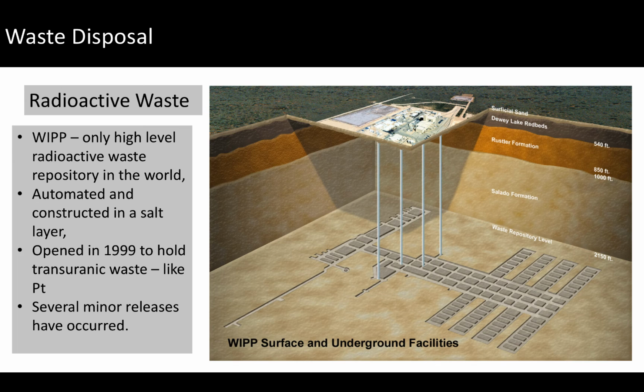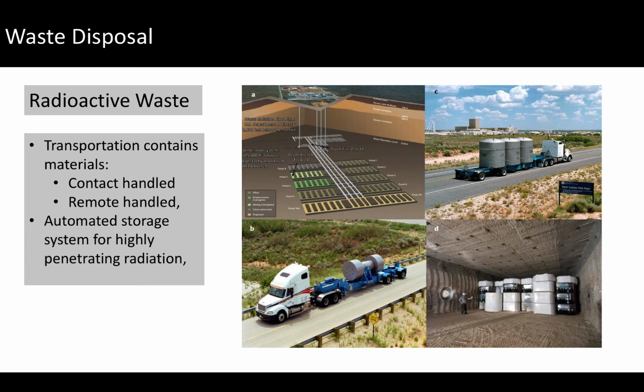And there have been several minor releases inside the system in the first 10 years or so. In essence, no system is perfect, and we expect there to be a fire or a release of material. Okay? The material is transported across the country.